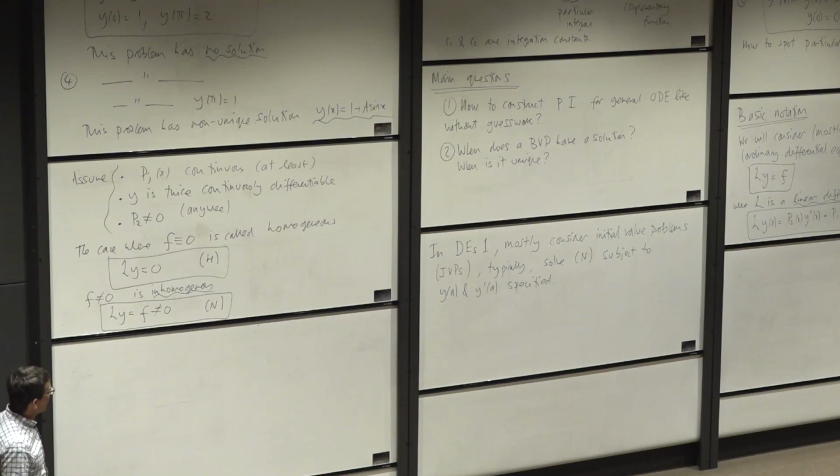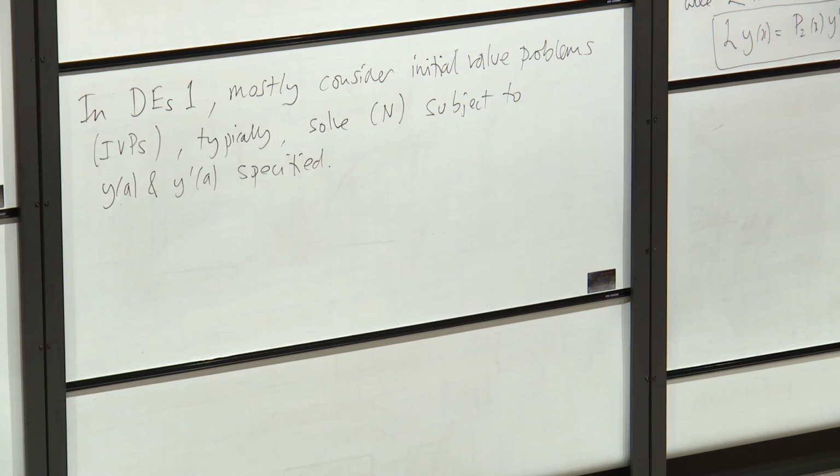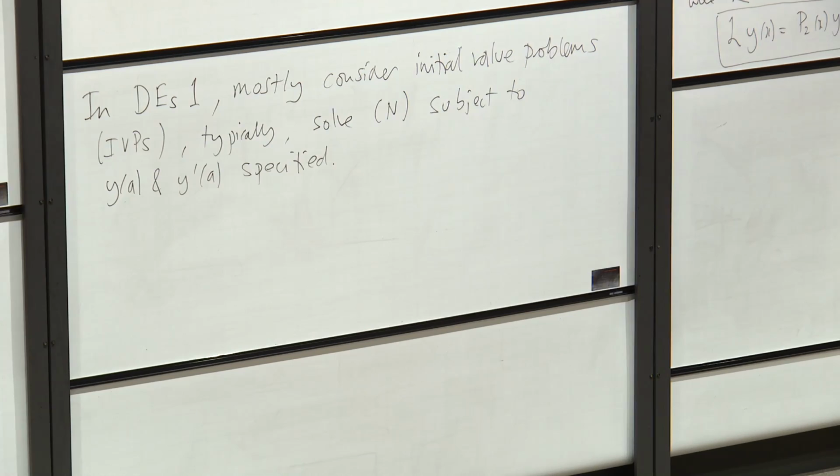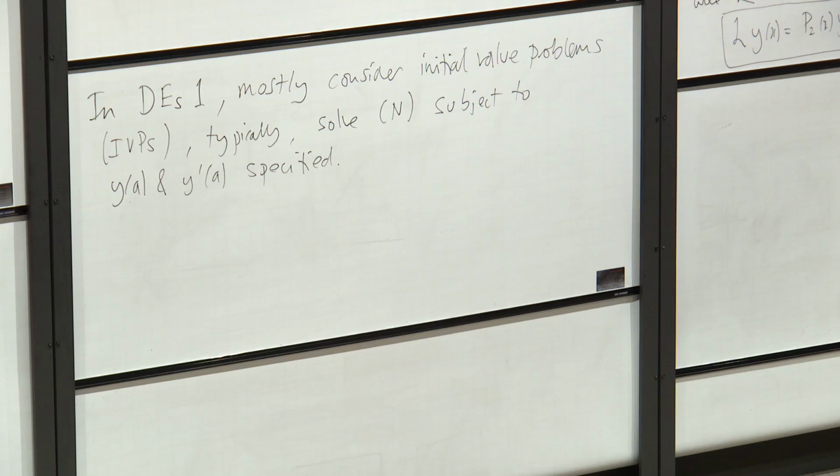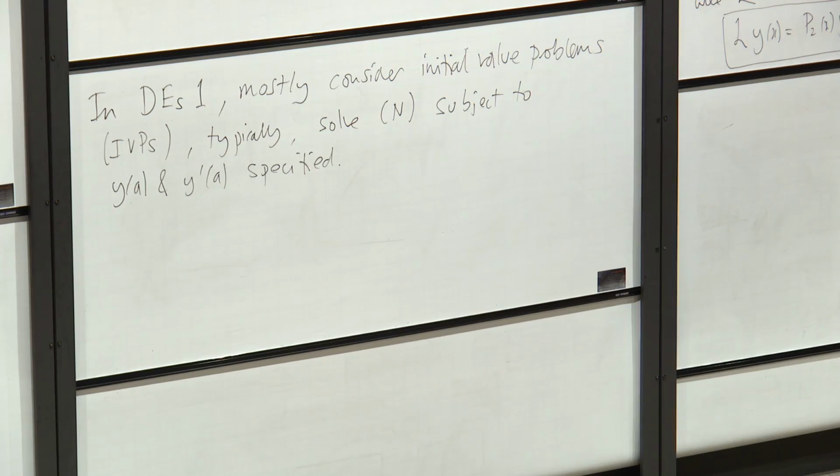Right? Now for that problem, you can use Picard's theorem from differential equations 1. And it guarantees that a unique solution exists, at least locally, provided p2 is not 0. And maybe you can see why now, if you try to apply Picard's theorem, if p2 was 0, you'd have a problem. Okay.